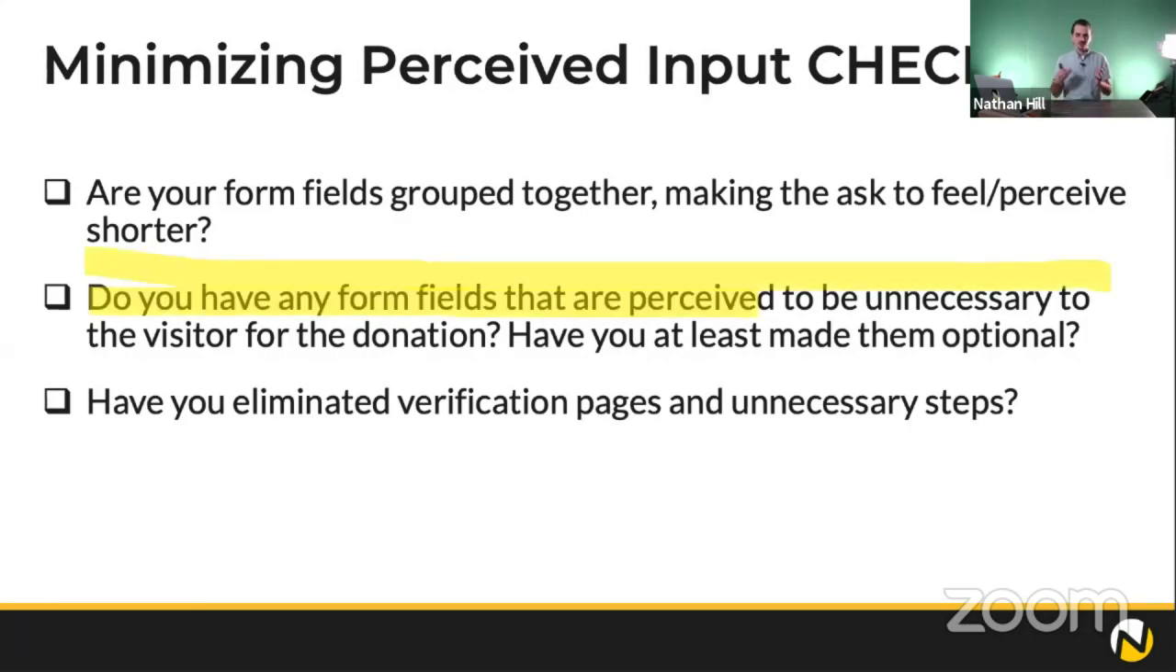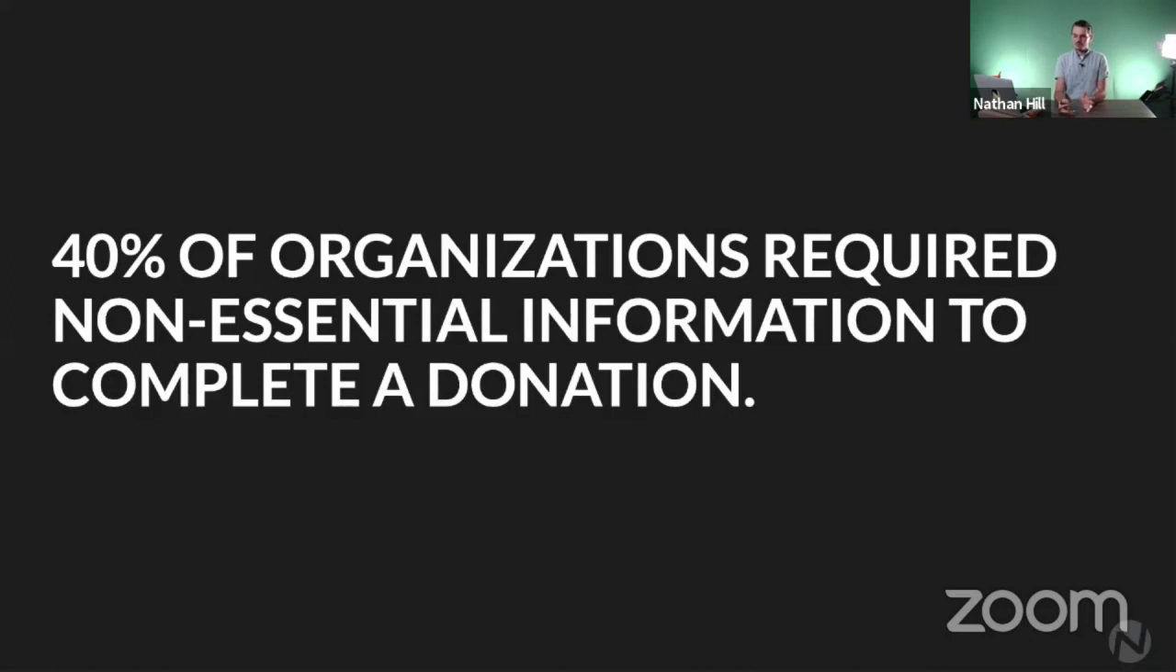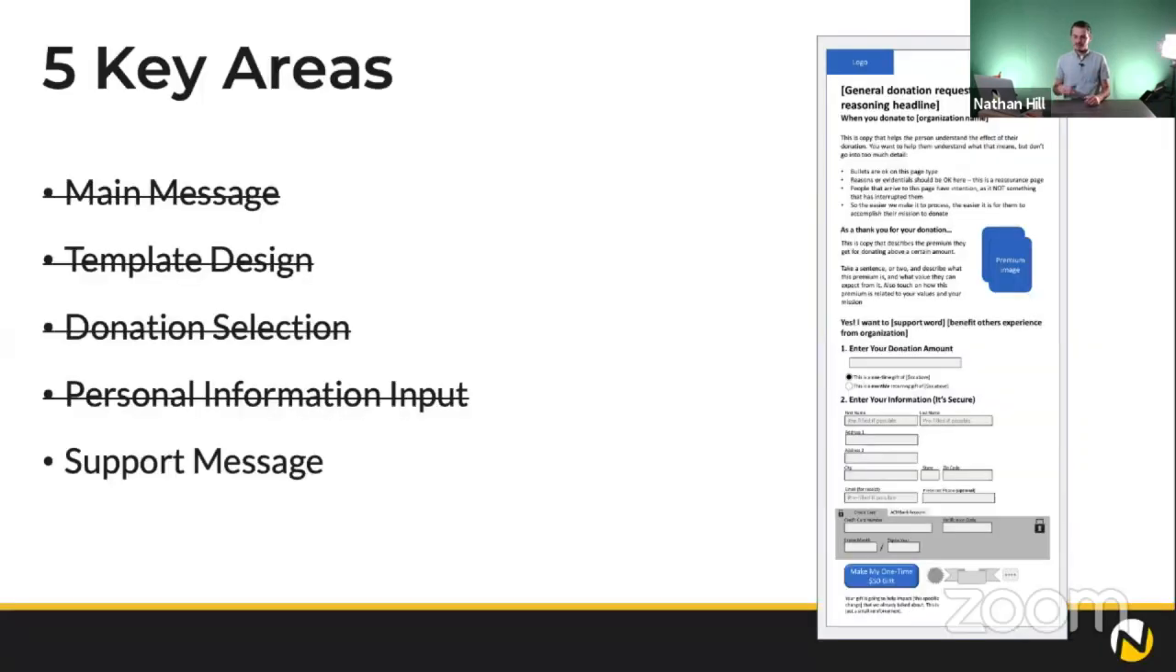This is a really interesting one and a really common one. If you're going to do one thing today around the form fields, make sure that you're not asking for information that's perceived as unnecessary. 40% of organizations required non-essential information to complete a donation. Some common fields, again, are phone number, actually requiring a phone number when you don't really need it to process a gift. Things like titles, like Mr. or Mrs. or Ms. or Senior, or different titles like that. Requiring those is not a great idea. There are lots of different options there, but go through your page and make sure that you're not requiring things that aren't necessary or aren't perceived as necessary.